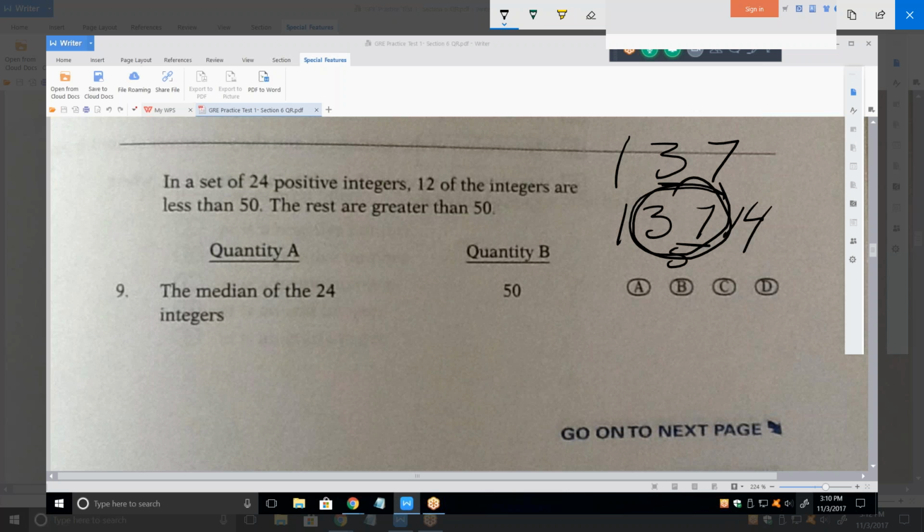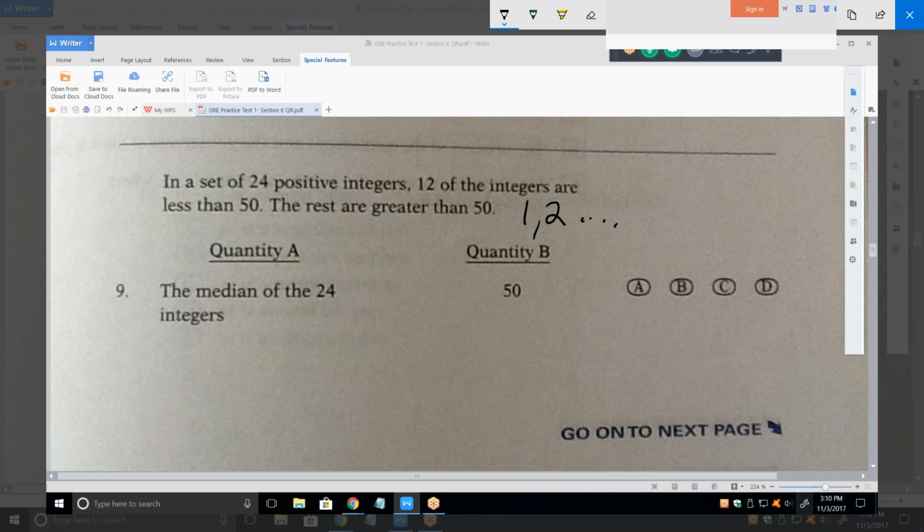Okay. Well, in this problem, they're saying that we have 12 numbers to the left of 50, and we have 12 numbers to the right of 50. So let me take a shortcut here. So there's 12 numbers in that group, there's 12 numbers in that group. Correct. What's the median?